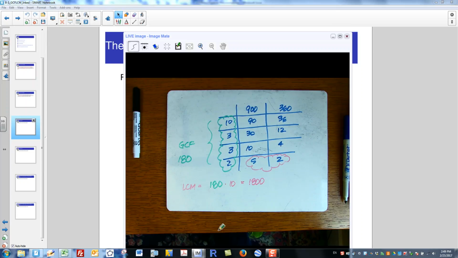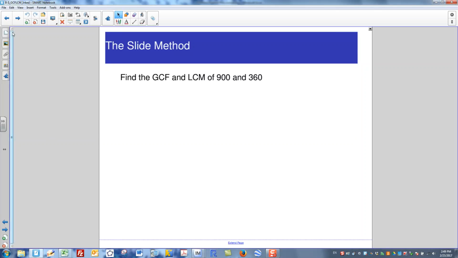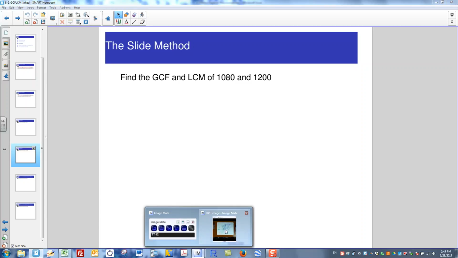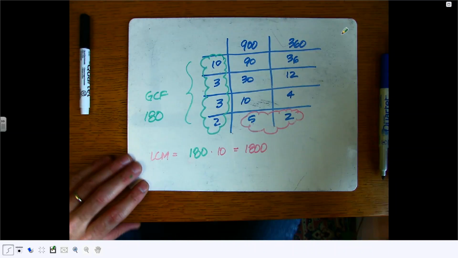Let's try another one. What if we were asked to find the greatest common factor and least common multiple of 1080 and 1200? All right, let's see what happens.